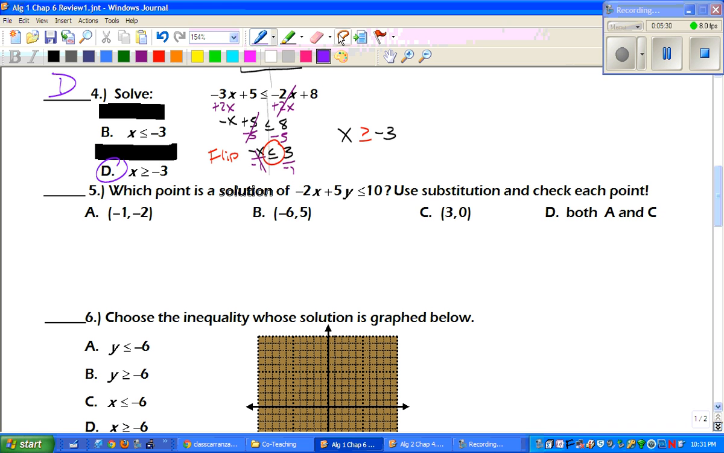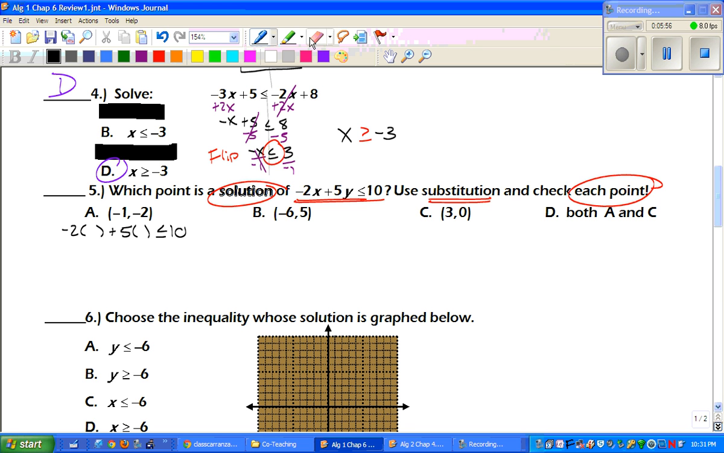All right, number 5 says, which point is a solution of 2x plus 5y is less than or equal to 10? Use substitution and check each point. Okay, so I have to check each point. So what I'm going to do is I'm going to just rewrite this real quick.